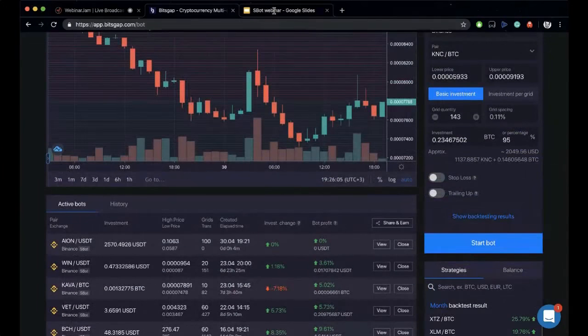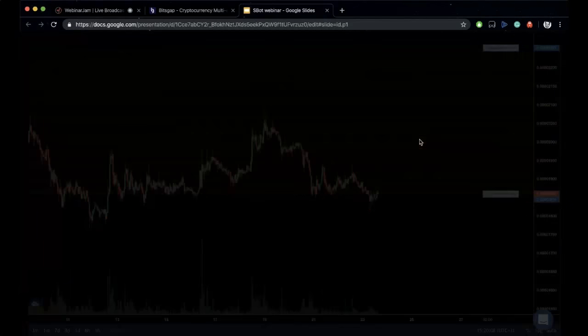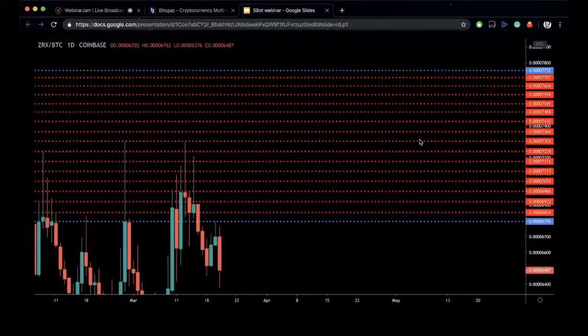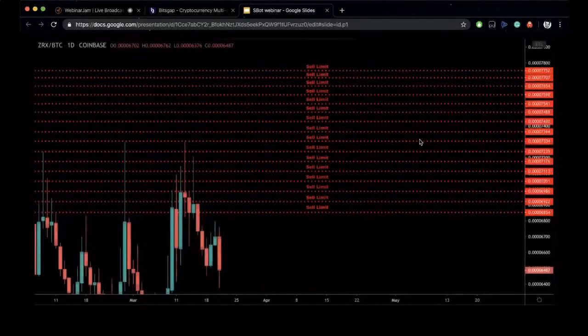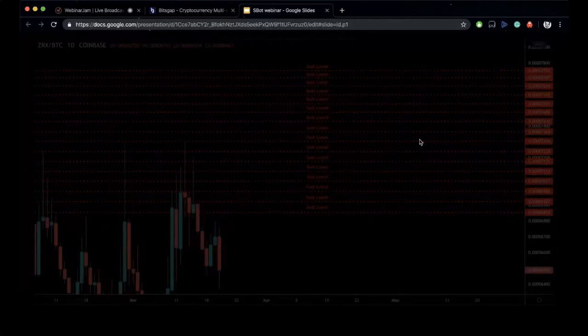So now let's move on, and I will show you what happens if you only have the sell side, if you set your bot with only sell limit orders. It's going to look like this. So the trading range is defined, sell limit within this trading range.